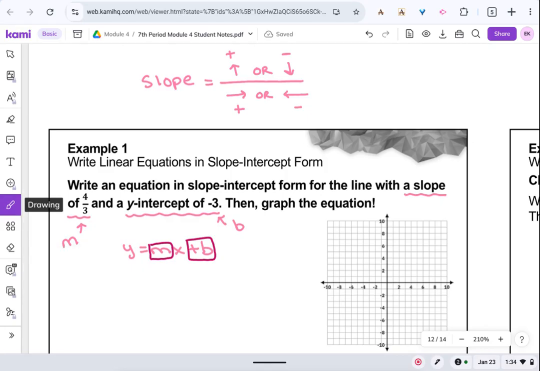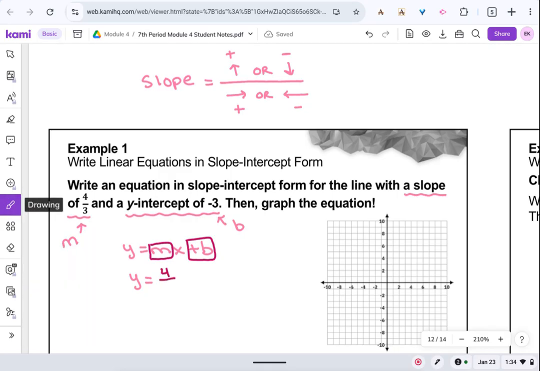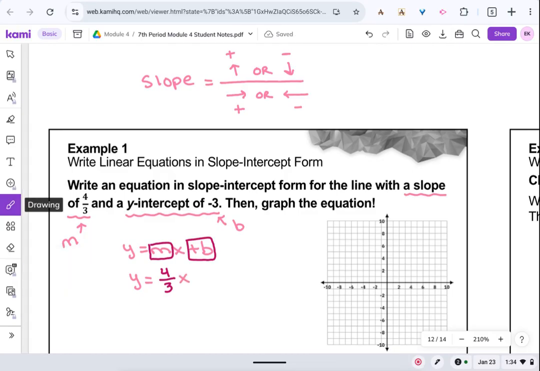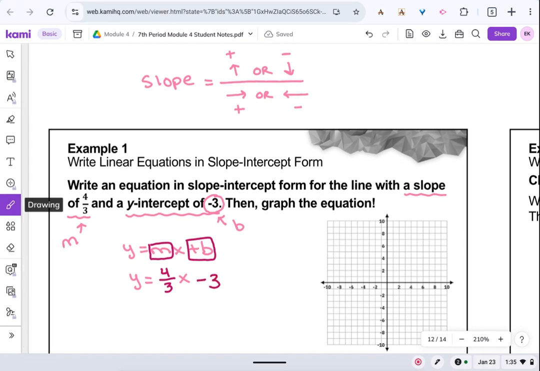So we'll start with y equals, we said m was going to be 4/3, so we write 4/3, and we always need to have an x here with that, okay? So the x stays. Now, it says plus b in our original formula. This is a -3. So if it's a negative number, all we're going to do is just write minus that number that's there. So that's our equation.